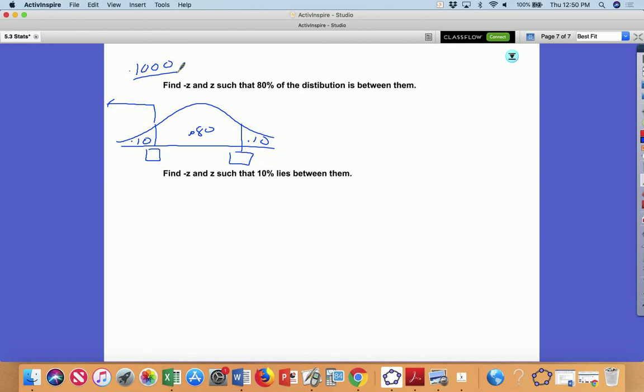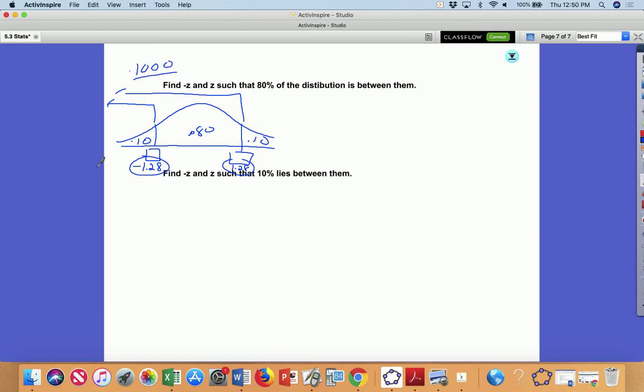Closest z-score that has 10% to the left of it. Very good. Oh, we just looked that up. Right, and so the other one that we looked up is we looked up 90%, which is that positive one. So we wouldn't have needed to, but if you wanted to actually look it up, you would look up the 10th percentile and the 90th.